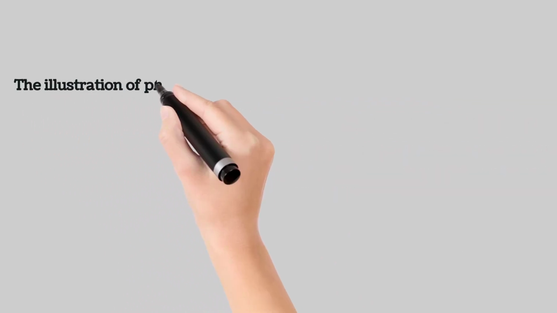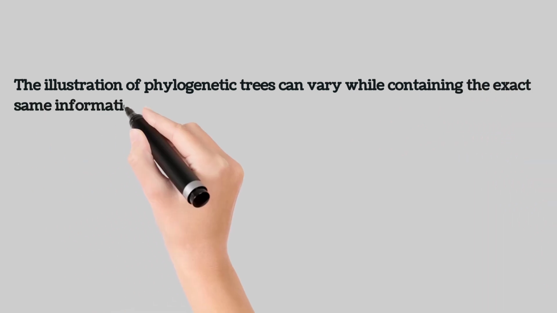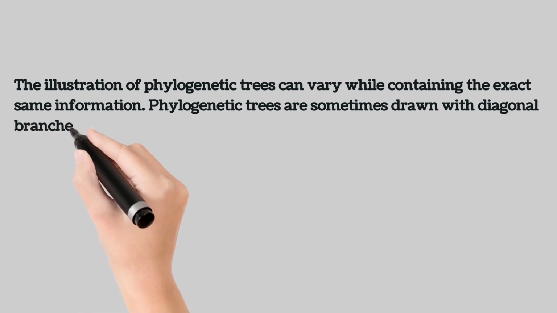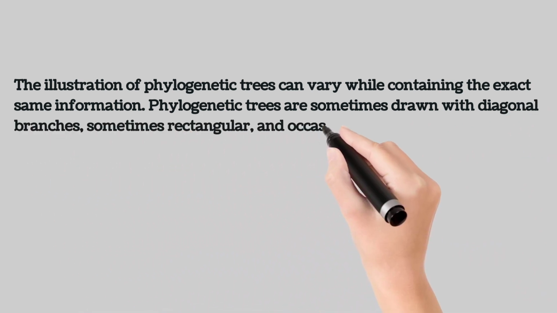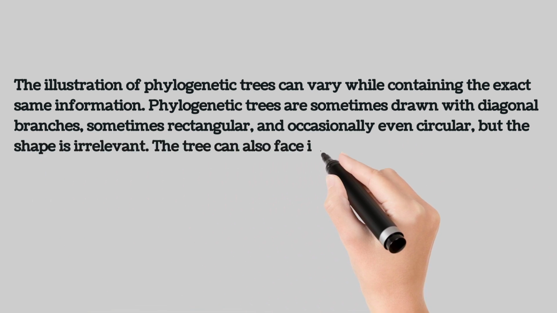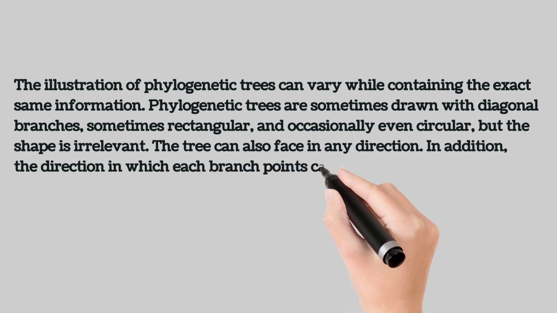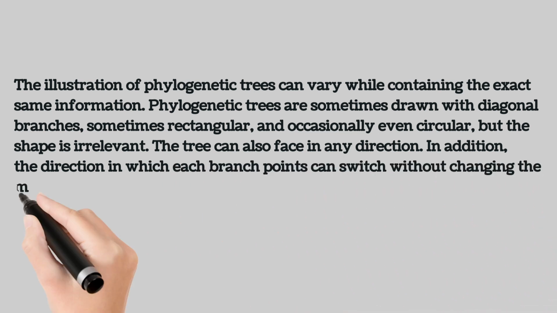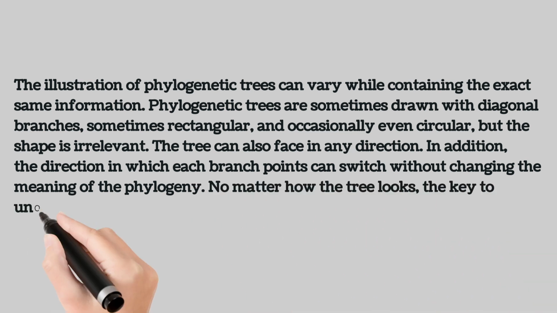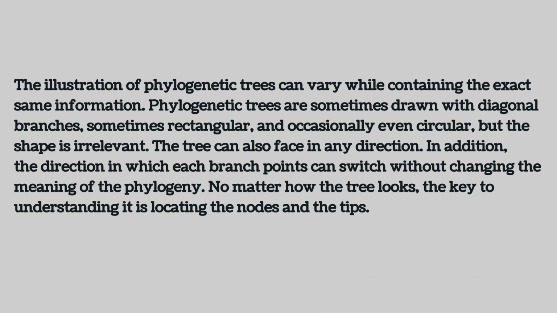The illustration of phylogenetic trees can vary while containing the exact same information. Phylogenetic trees are sometimes drawn with diagonal branches, sometimes rectangular, and occasionally even circular, but the shape is irrelevant. The tree can also face in any direction. In addition, the direction in which each branch points can switch without changing the meaning of the phylogeny. No matter how the tree looks, the key to understanding it is locating the nodes and the tips.